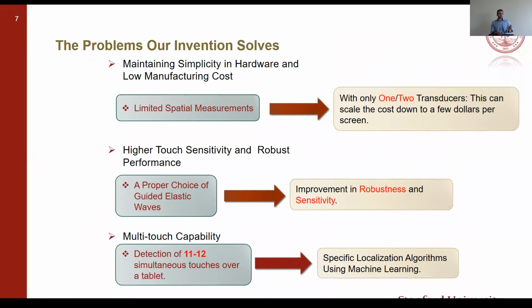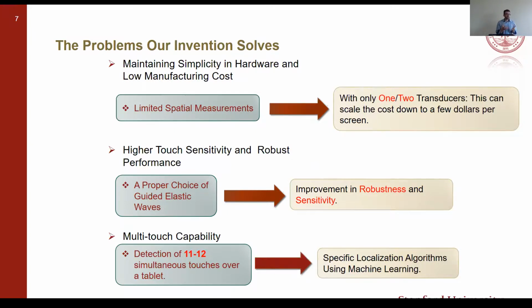First of all, as I mentioned, the main advantage of ultrasound is the simple structure, simple architecture, and also inexpensive manufacturing. So that's one of the key objectives that we try to address, where we try to limit the spatial measurements. Because generally speaking, the cost of manufacturing scales with the number of spatial measurements you have, and also hardware complexity, like a capacitive one versus the ultrasonic one. So in this technology, we try to utilize physics in an intelligent, smart way to limit the number of measurements we have. And we claim that we can use only one or two sensors to sense a touch.